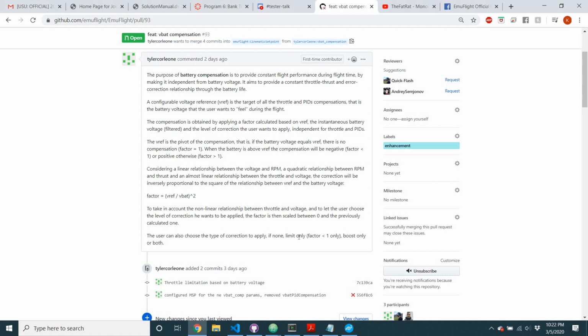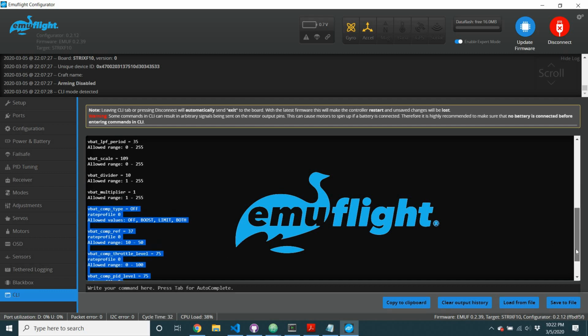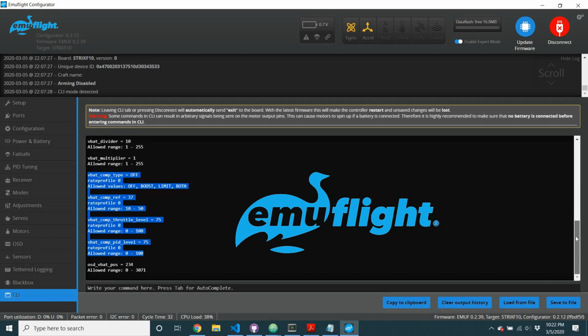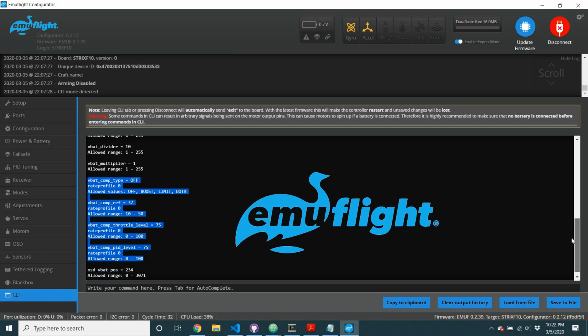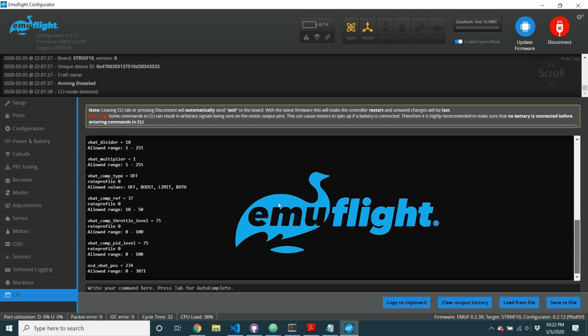I'm actually just going to go into the GUI and show you the different things in here. So these parameters here are the new parameters added, and you'll want to mess with: your Vbat comp type, Vbat comp reference, Vbat throttle level, and Vbat comp PID. And you'll also want to play with Vbat low pass filter period. Those are all going to be important things when messing with this.